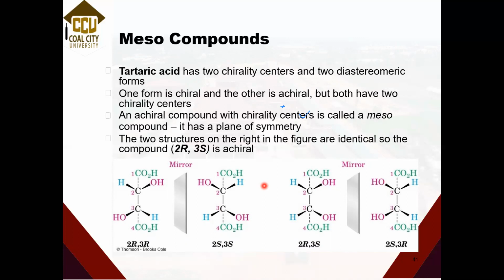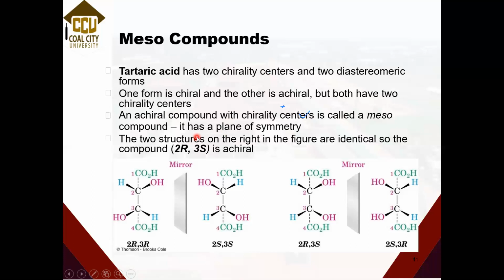Tartaric acid has 2 chirality centers and 2 diastereomeric forms. Is that okay? There are 2 diastereomeric forms and also 2 chirality centers. One form is chiral and the other is achiral, but both have 2 chirality centers. We'll see what that means soon. An achiral compound with chirality centers is called a meso compound.